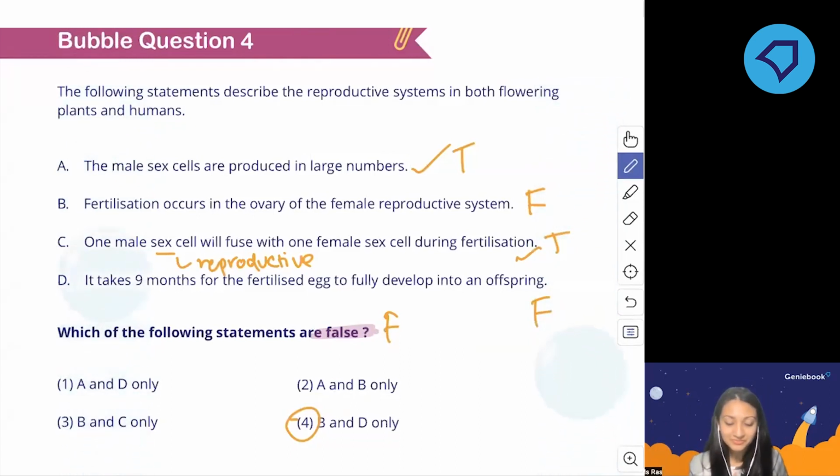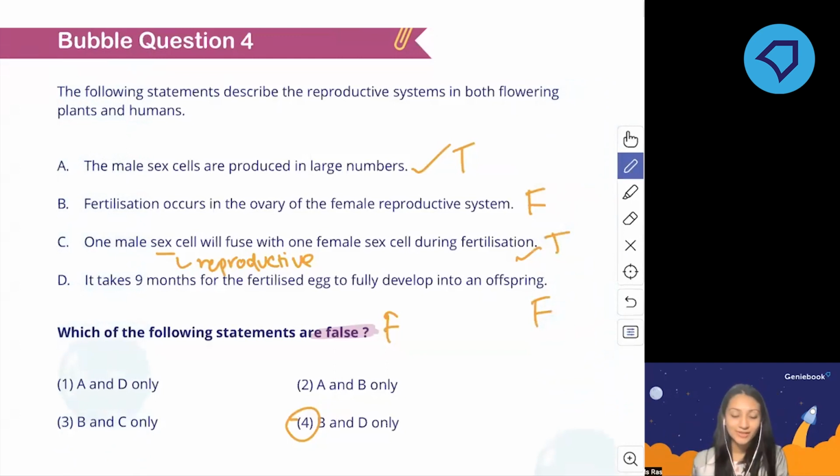For those who misread and thought you were asked for the correct statements, I'm sorry, that is not number 2 or number 3. Hope you learned from that. It's okay. I think we have one more.